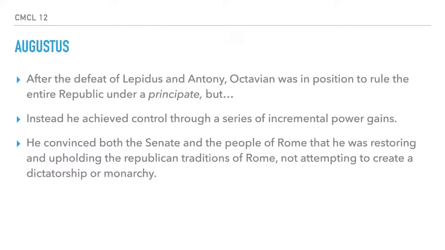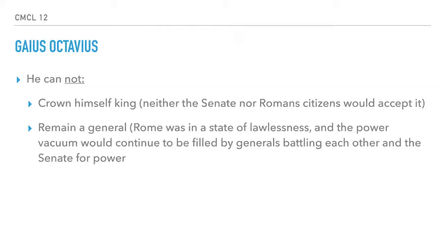Octavian returns to Rome and says that he has restored the Republic, but it's the Senate's job to keep it that way. And so the Senate begs Octavian, no, don't leave us, stay and help us govern Rome. And so he gains a new title, Augustus, and he gains a bunch of interesting powers that no one person has ever held.